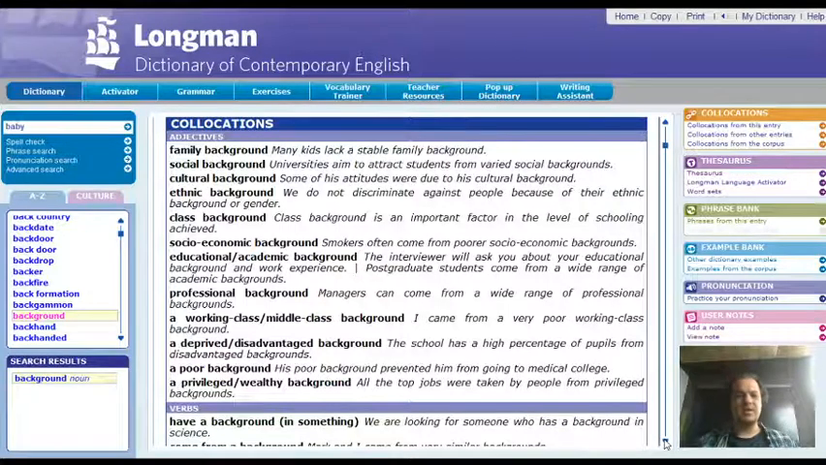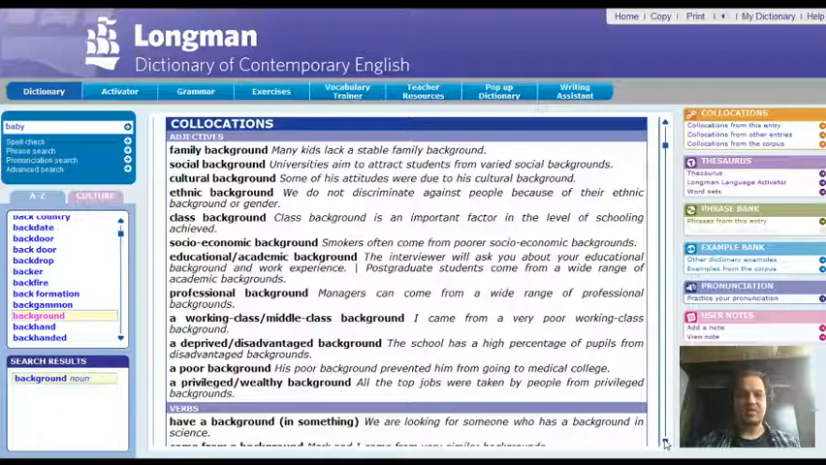It doesn't actually explain what it means. Class background. Socioeconomic background. Smokers often come from poorer socioeconomic backgrounds. Educational, academic background. The interviewer will ask you about your educational background and work experience. Postgraduate students come from a wide range of academic backgrounds. Professional background. Managers can come from a wide range of professional backgrounds.